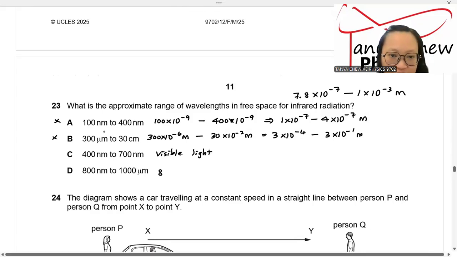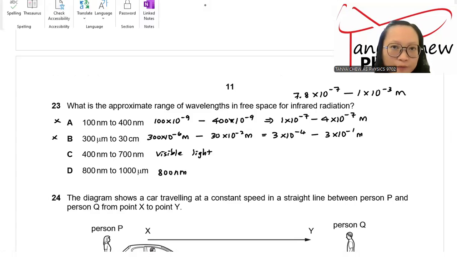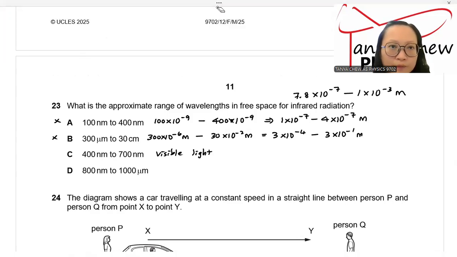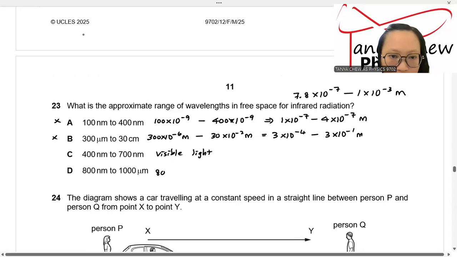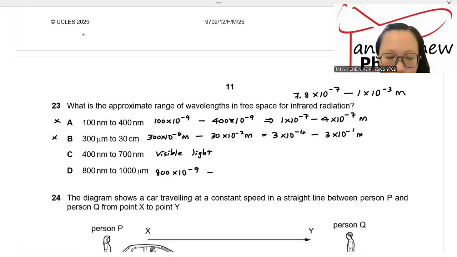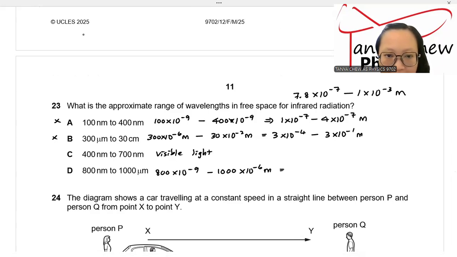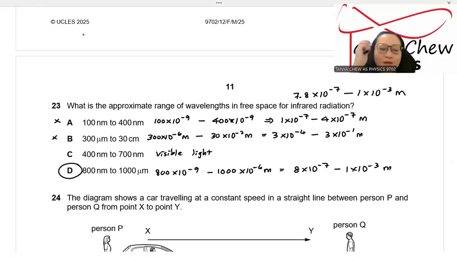And D, 800 nanometer. Okay, I just put it in terms of the power of the prefixes. This is 800 times 10 to the power negative 9 to 1000 micrometer. Micro is 10 to the power negative 6 meter. So you get 8 times 10 to the power negative 7 to 1 times 10 to the power negative 3 meter. Yes, the answer is exactly D.